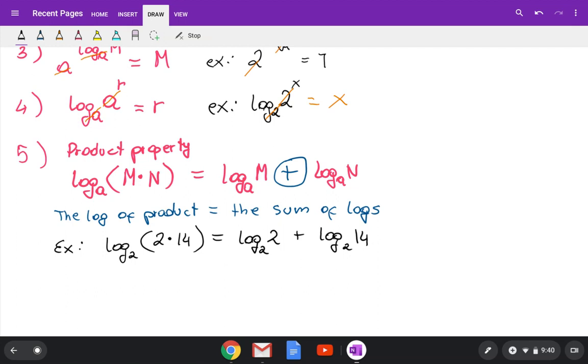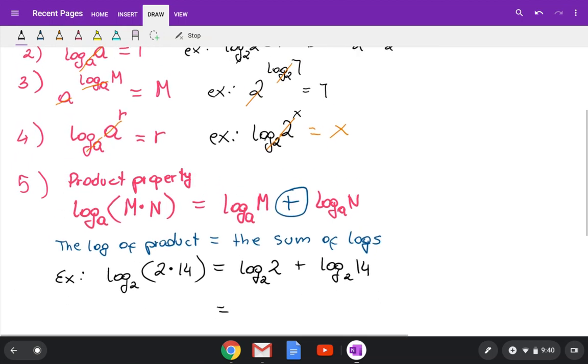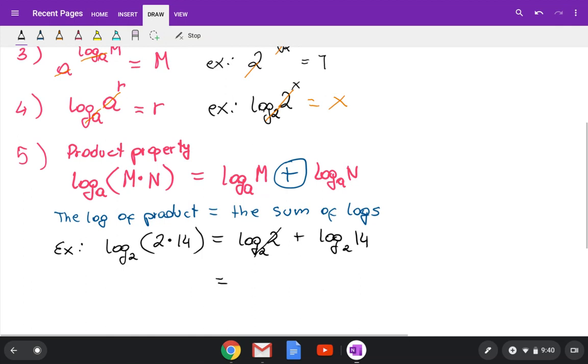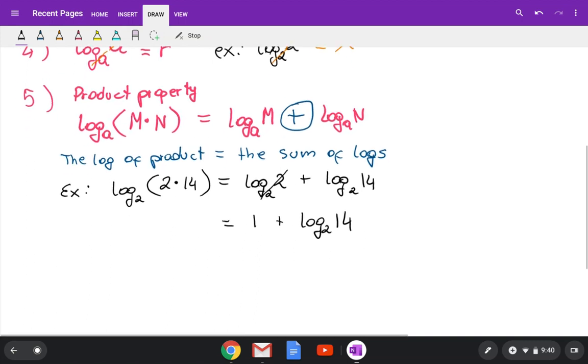Okay, so I just showed you. Of course, that can be simplified because the first one will give you 1. I'm just showing you how to use the sum, but if I would like to simplify that further, I have log base 2 in the same expression, so technically they cancel each other, and you will end up with 1 plus log base 2 of 14.